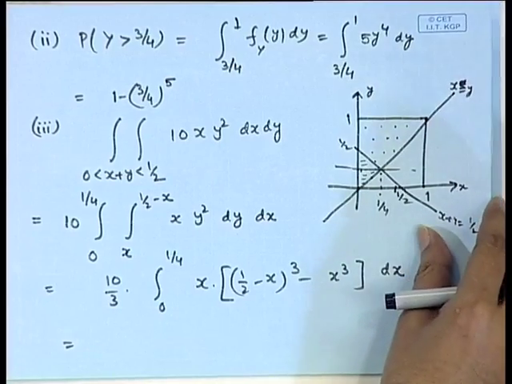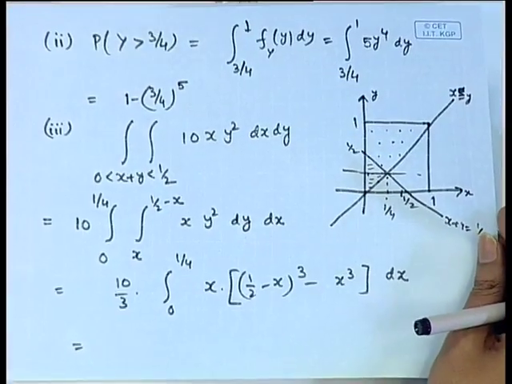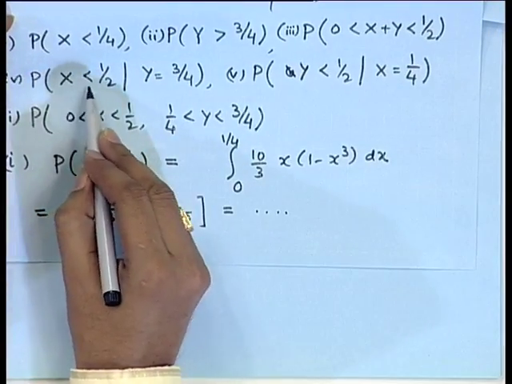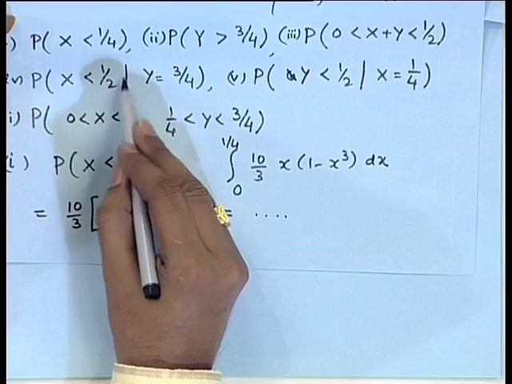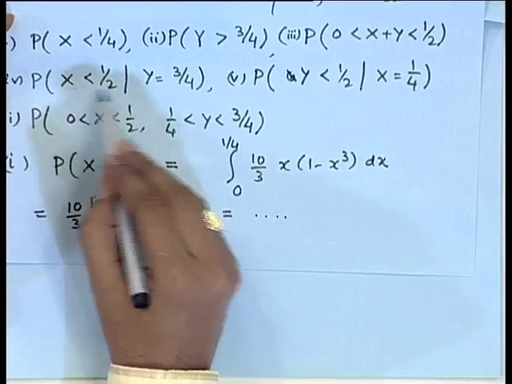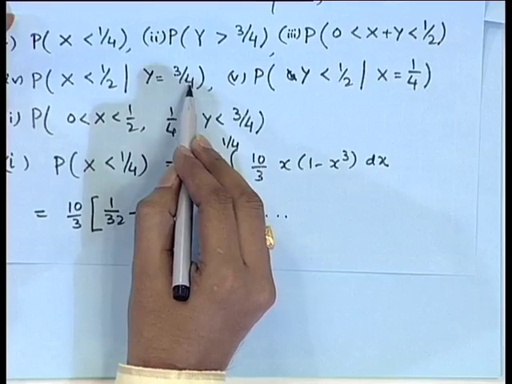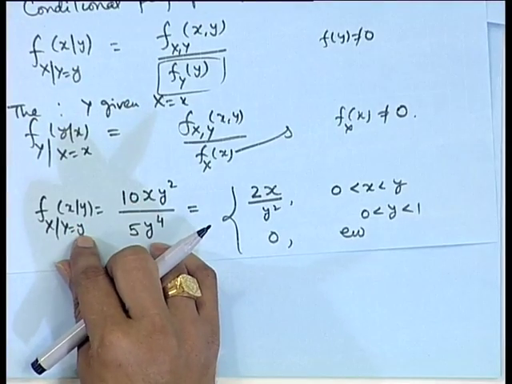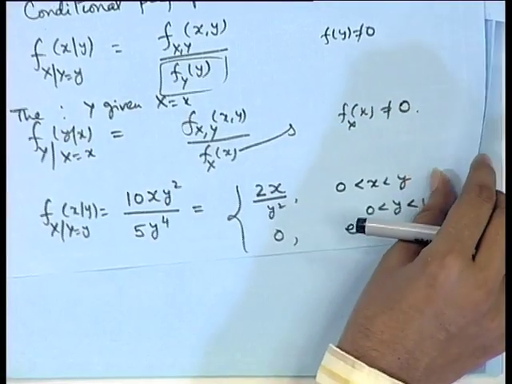Let us look at the conditional probabilities also. If we are calculating the probability of x less than half given y is equal to 3 by 4, now this can be evaluated from the conditional distribution of x given y is equal to 3 by 4. Now, the conditional distribution of x given y we have already determined. So, here if we substitute y is equal to 3 by 4, we get the appropriate distribution.